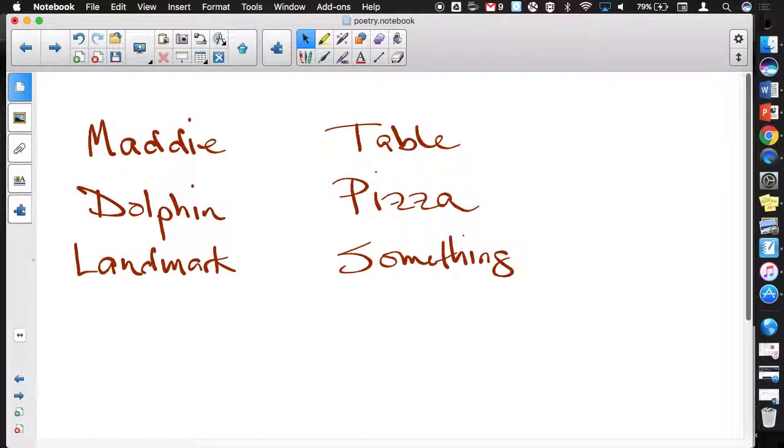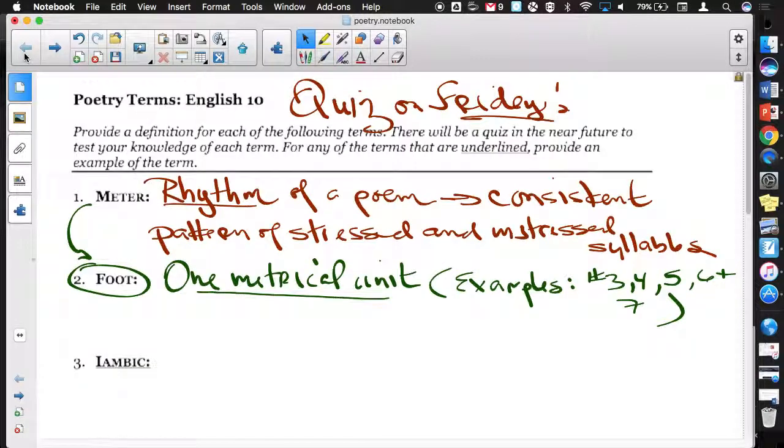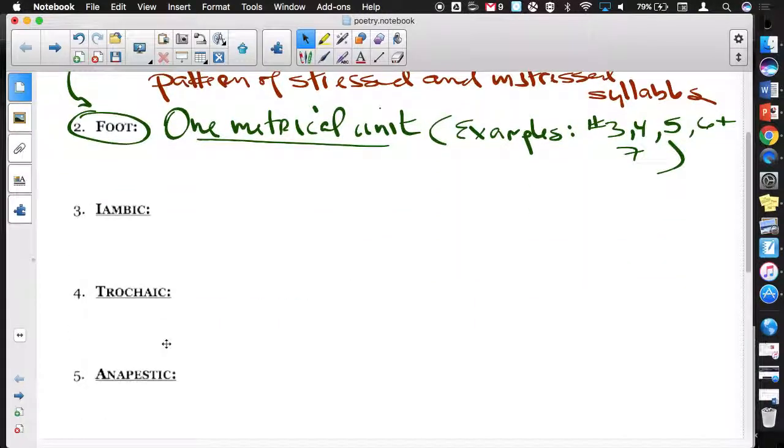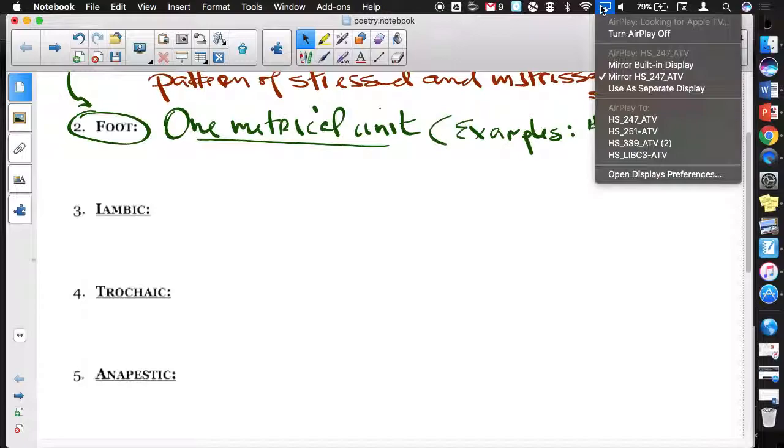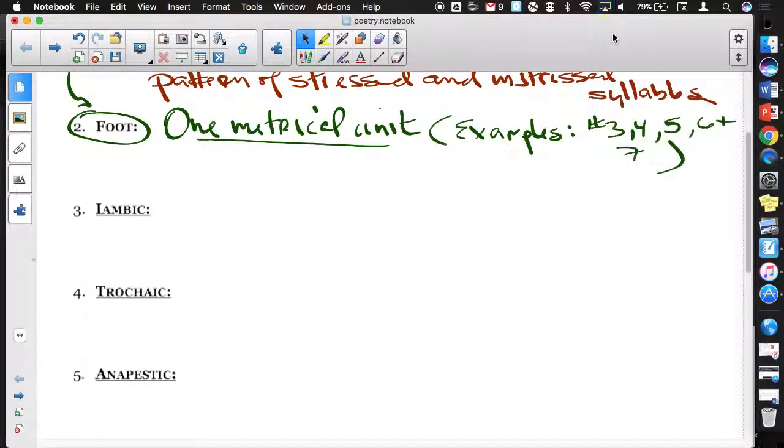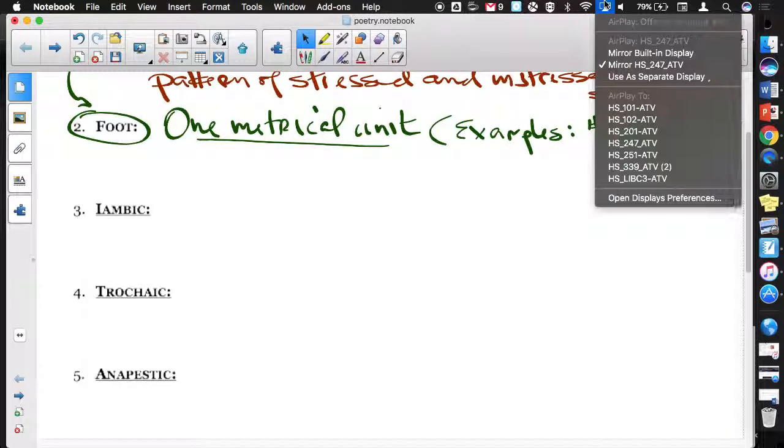So 4, and we're going to come back to these words. When it comes to the different type of feet, and it looks like we got to reload. Iambic, trochaic. These are both 2-syllable feet that we are looking at. So when it comes to this, I've got to wait here to reload again.